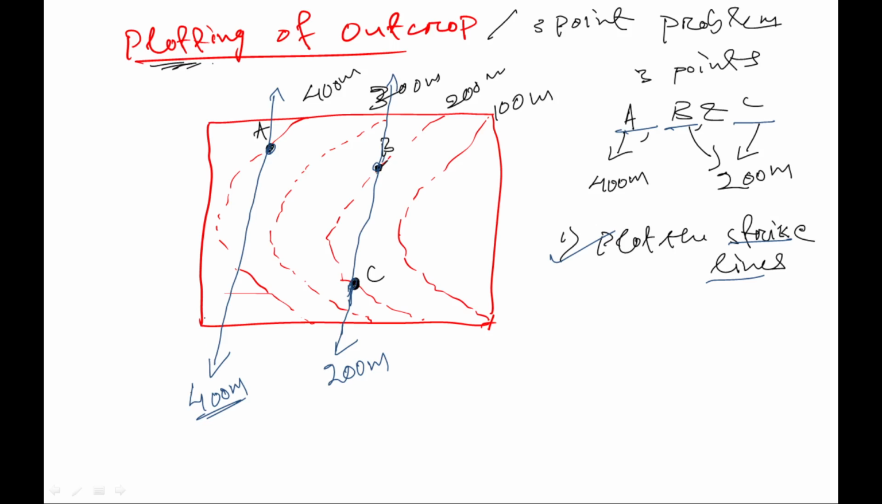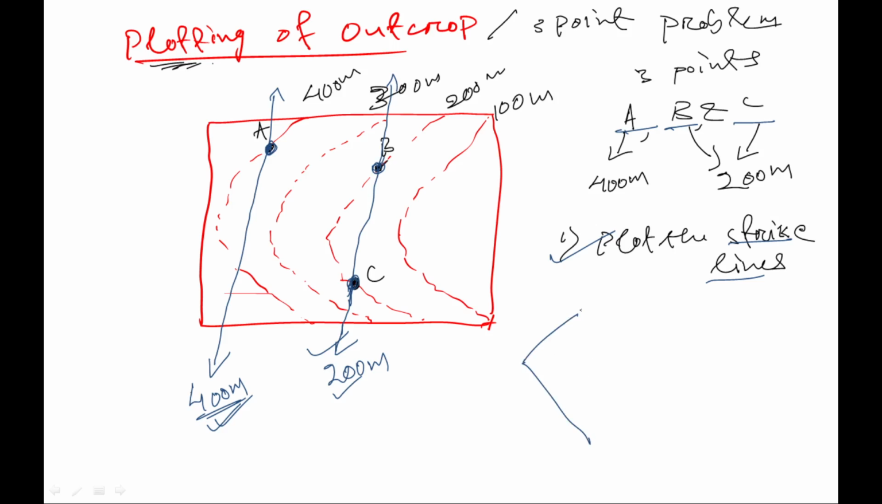Now you may ask how I can plot a 400 meter strike line here when only one point is given. Here I have taken 2 points, B and C, and joined those 2 points to plot this strike line. Now there is only one point, A, having 400 meter elevation. How am I plotting this line parallel to it and saying that this is the 400 meter strike line? Because all strike lines are parallel.